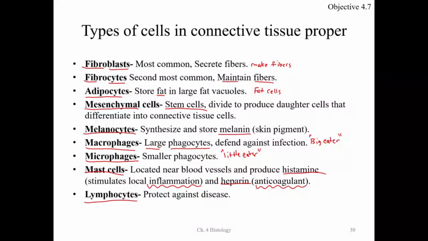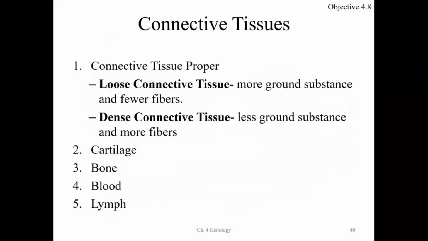Lymphocytes, what these guys do is they protect against diseases as well. These are a type of white blood cell. Lymphocyte, B cells, T cells, natural killer cells, those kinds of cells. Okay, those are lymphocytes. All right.